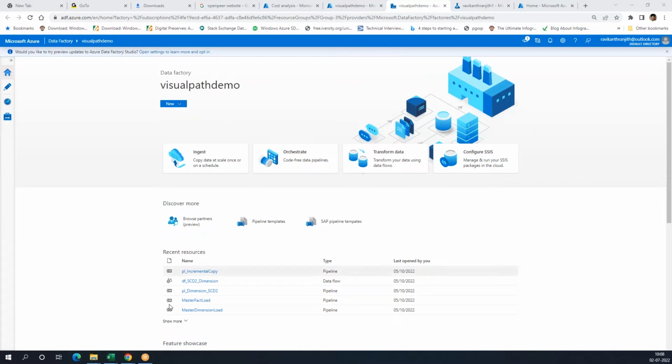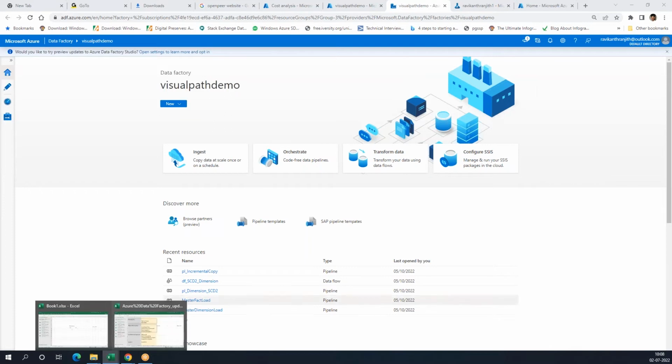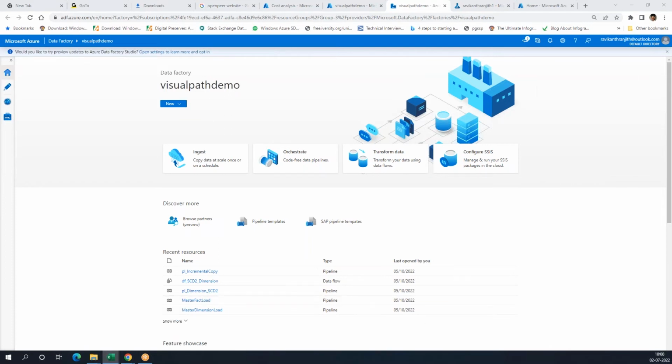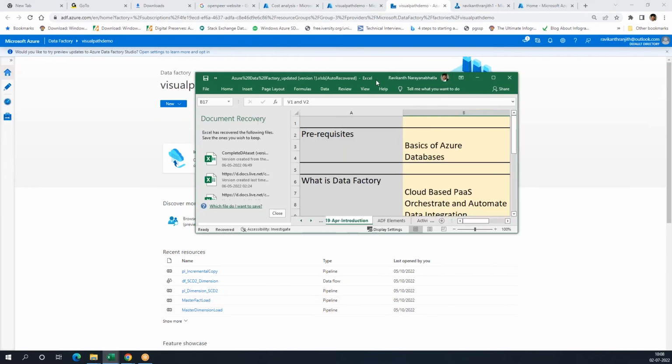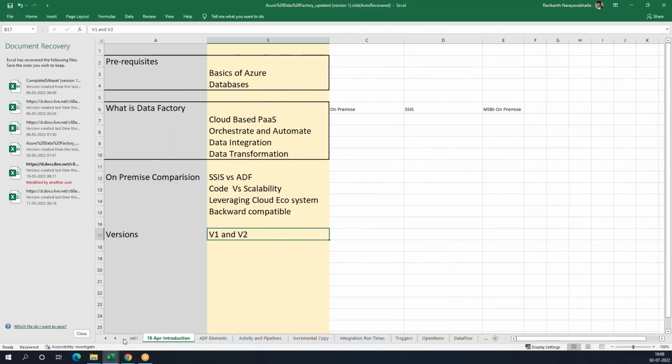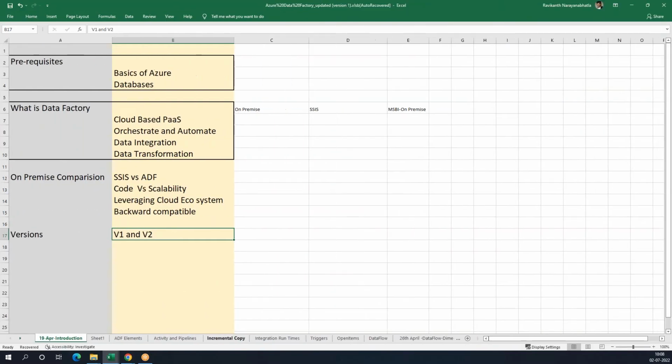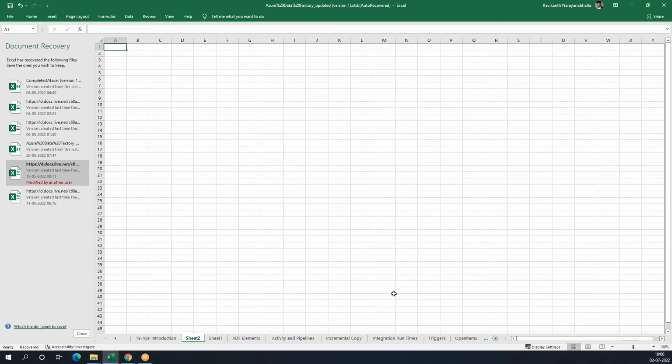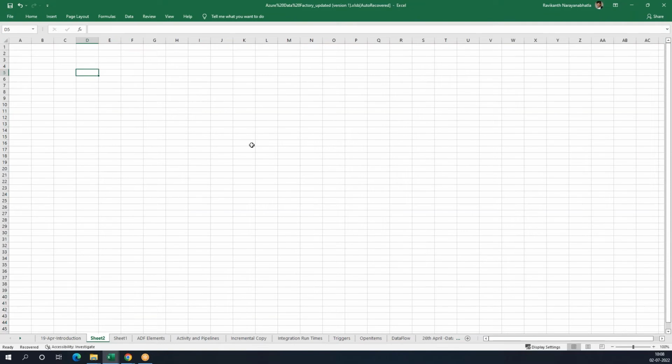Basically, I have this way of explaining things on a whiteboard or on an Excel sheet. So let me take a blank Excel sheet. We are here to discuss data engineering, right?